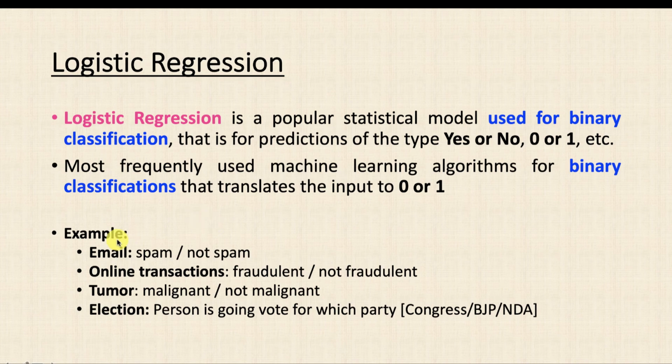So suppose, for example, I want to find whether my email is spam or not, right? That can be considered under logistic regression. Suppose for an online transaction, whether it is fraudulent or not. For a tumor, whether it is malignant or not malignant. Or for an election, suppose a person is going to vote, for which party, whether it is Congress, BJP or NDA, right? These kinds of problems are considered under logistic regression and can be solved by it.